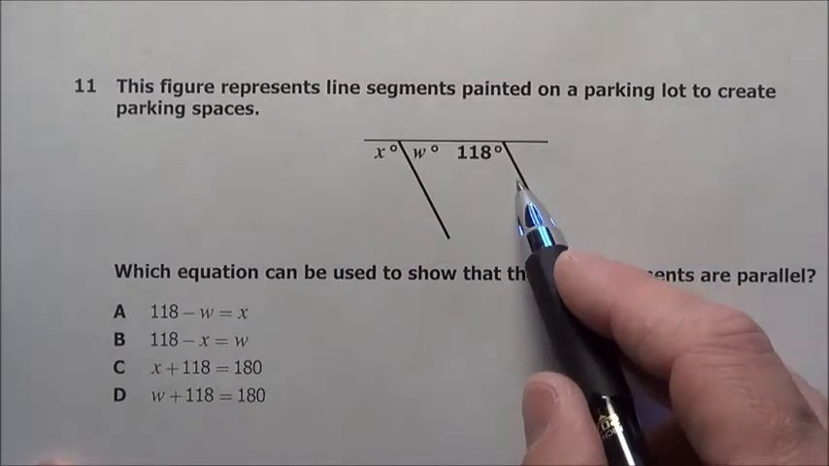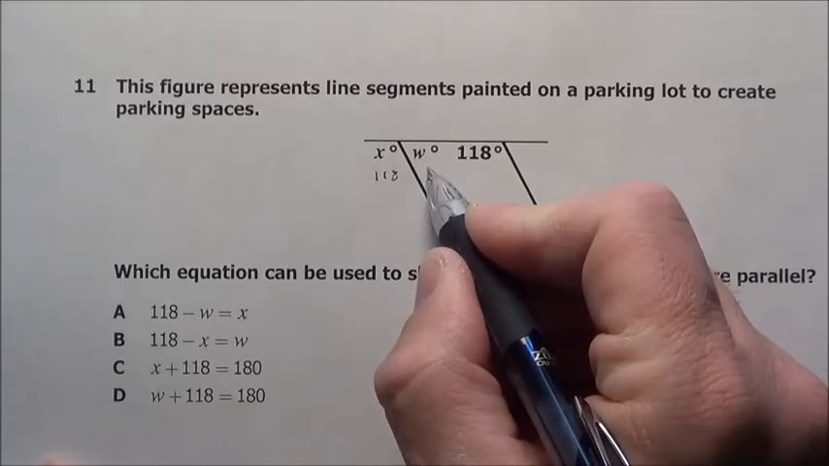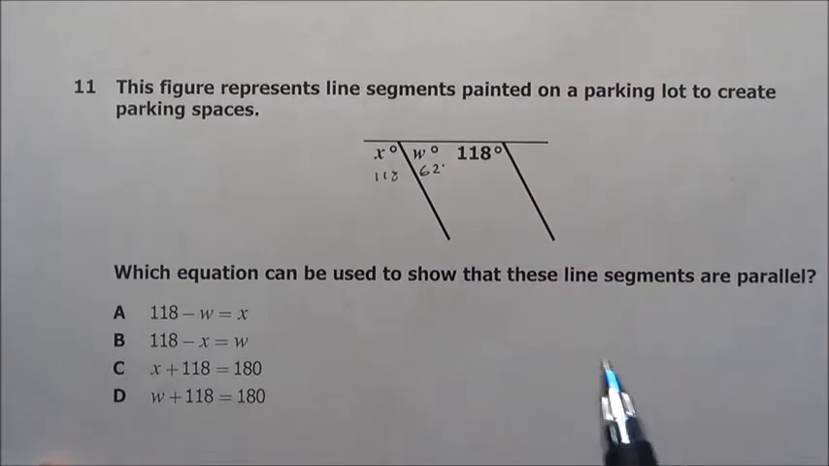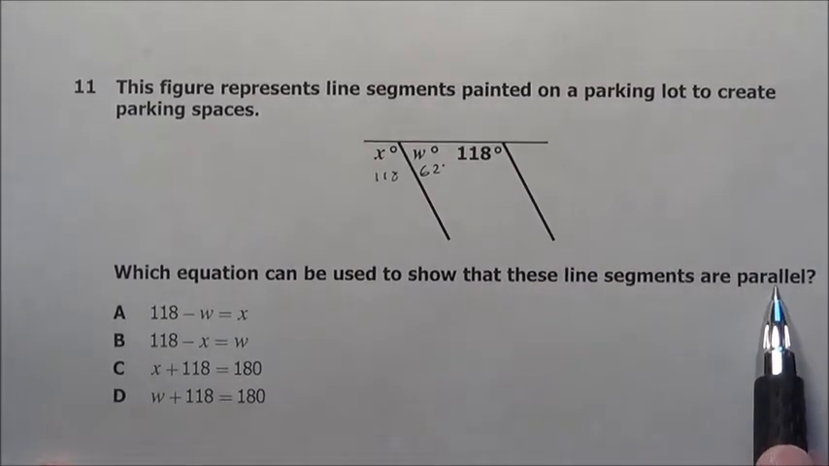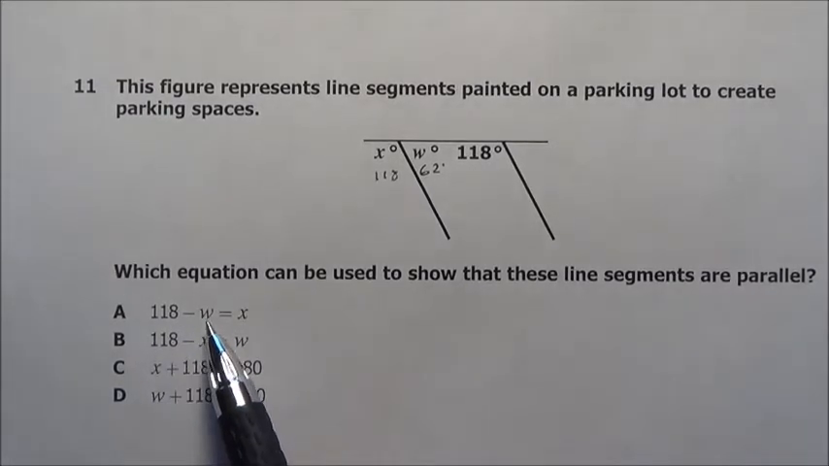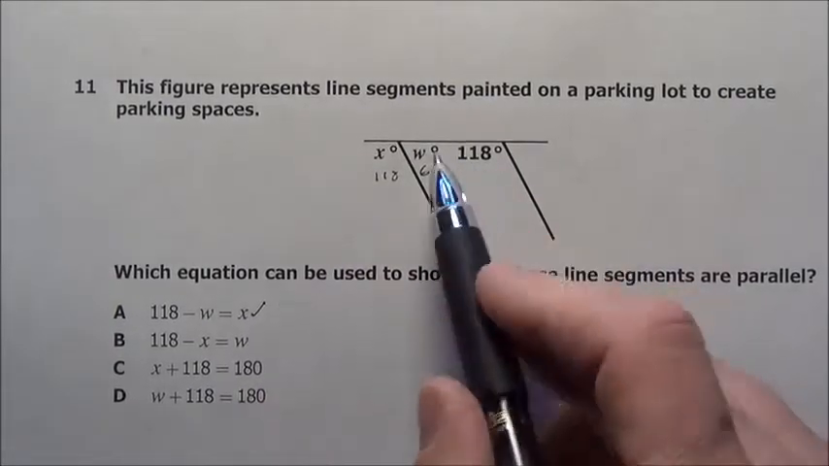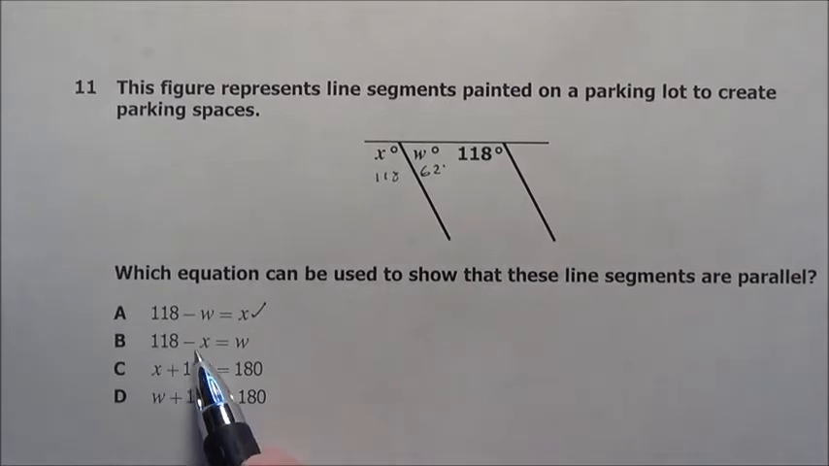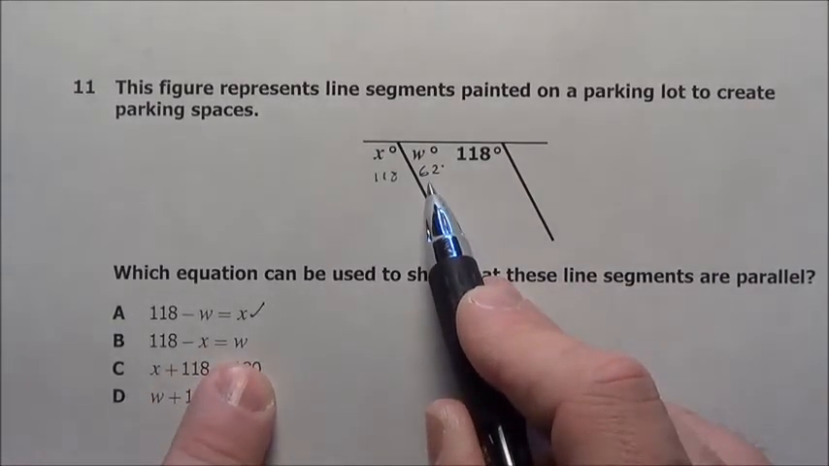Now if they are parallel, I know this is going to come out to be 118, and this right here is going to be 62. But it doesn't ask us that. It simply says which equation can be used to show us that these line segments are parallel. Now you could come in here and go, oh, 118 minus W, 62 equals X. That would be true. Notice if I used 62 and 118. Notice 118 minus X, which we said was 118, would that come out to equal W?